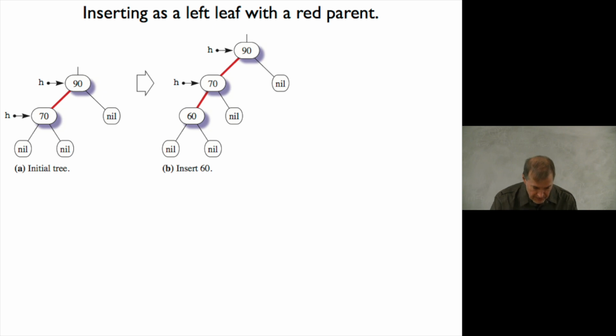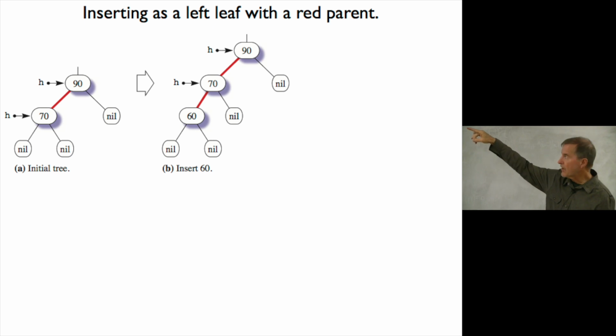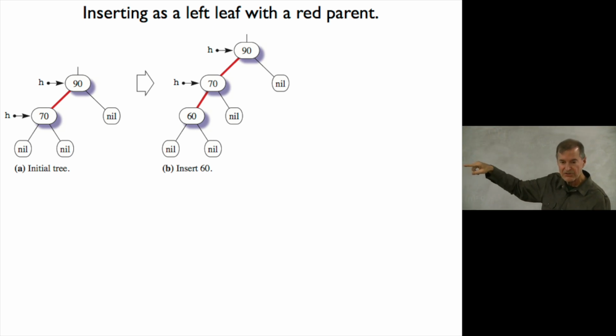So do you see then that in part B of this picture, inserting as a left leaf with a red parent, H is pointing to the 70 when it does its fix up? Now, is everybody clear on that? And the other H, the one pointing to 90, was the H on the way down, the call chain. Does everybody see what the setup is? Okay, so that's insert 60.